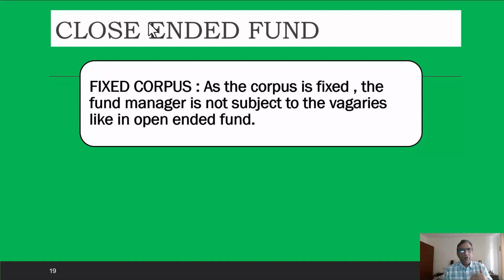Here, the fund manager knows that he doesn't have to keep enough cash because there will be no redemption pressure, except at the time when he opens it for an interval, so that the investors can exit from these schemes. Otherwise, he has all the money for the entire period of the scheme, and he can remain invested and earn a good return on the investment. So here 100% of the money is invested, as against an open-ended fund where some portion of the fund is kept for redemptions.